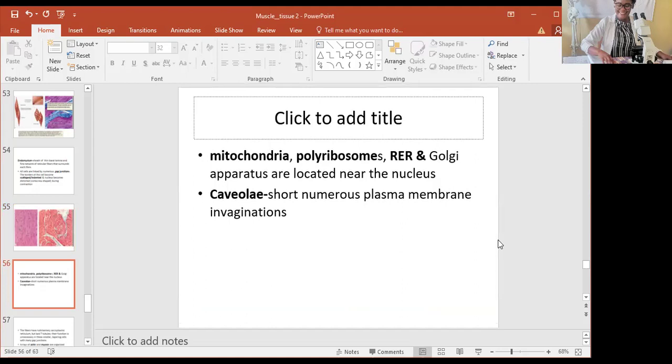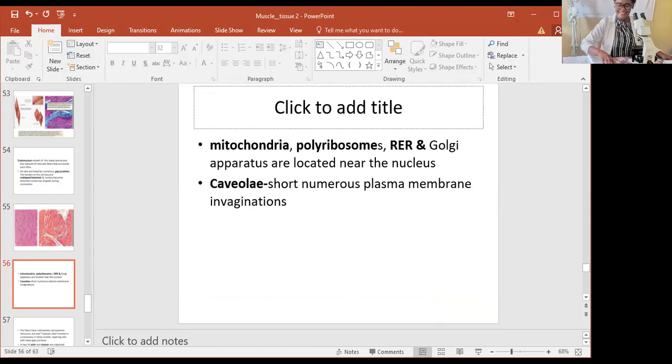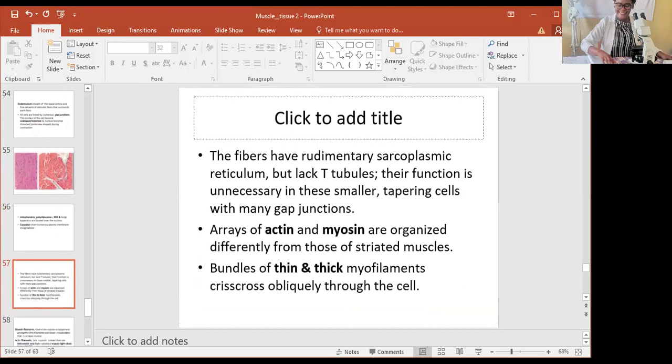So these smooth muscles have mitochondria, polyribosomes, rough endoplasmic reticulum, and Golgi apparatus, and the Golgi apparatus will be located near the nucleus. The fibers have rudimentary sarcoplasmic reticulum, but they do not have T-tubules.